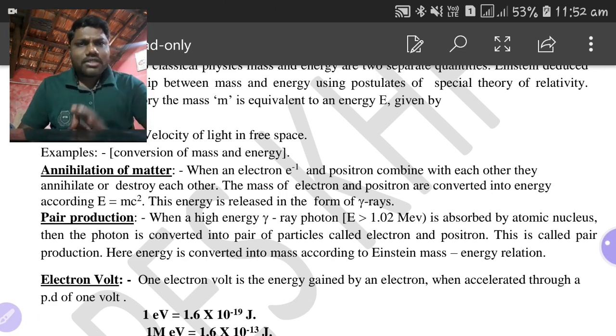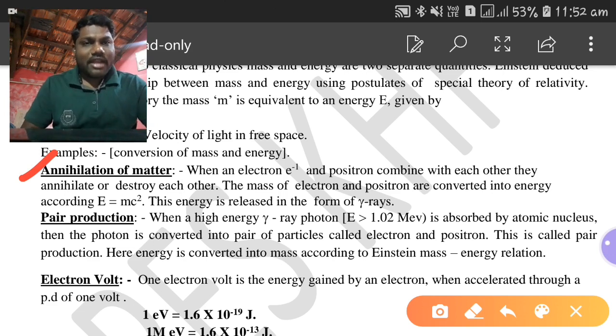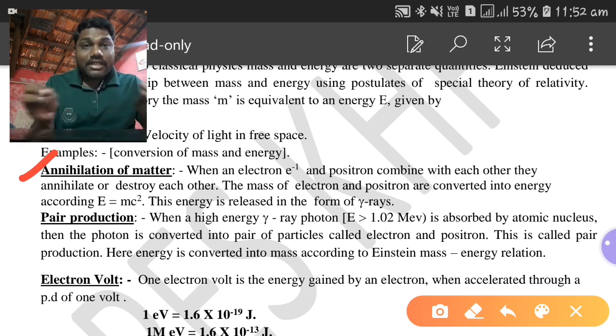So we'll look at some examples of how mass is converted into energy and energy into mass. The first one is the annihilation of matter. It clearly shows how mass is converted into energy. Have a look here. When an electron and a positron combine with each other, both of them annihilate, that means both destroy each other. They destroy themselves when they combine, but by emitting energy in the form of gamma radiation.